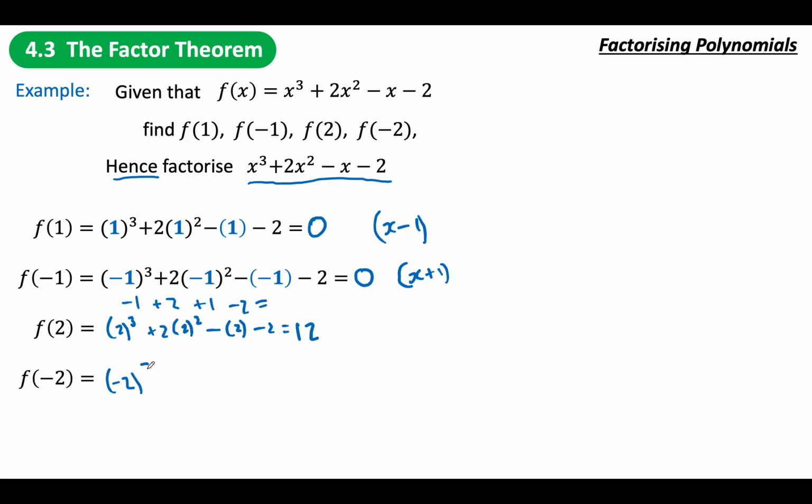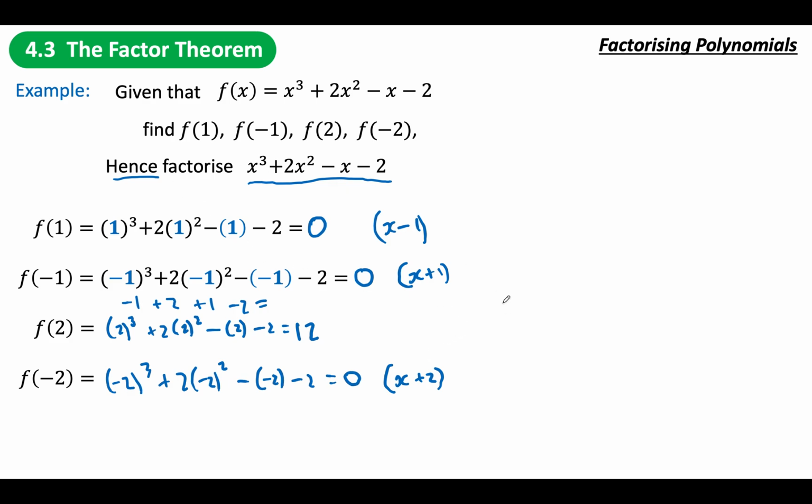So that's negative 2 cubed, which is negative 8, plus 2 lots of negative 2 squared, which is positive 8. So we've got negative 8 and positive 8, so we're up to 0 so far. And then take away negative 2, which means plus 2, so we're at 2. Take away 2. Basically, when you work that out, it equals 0. If you don't believe me, do it in a calculator. It's 0. That means we've got another factor, which is x plus 2, because obviously it's the opposite sign to the number that you actually put into it.